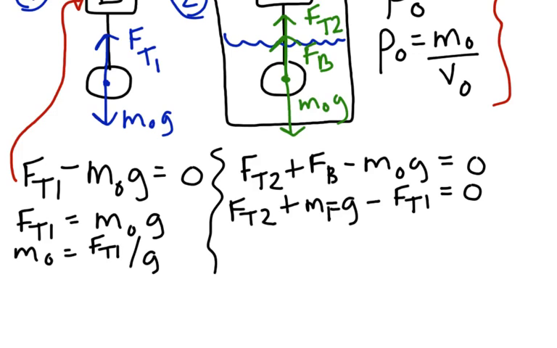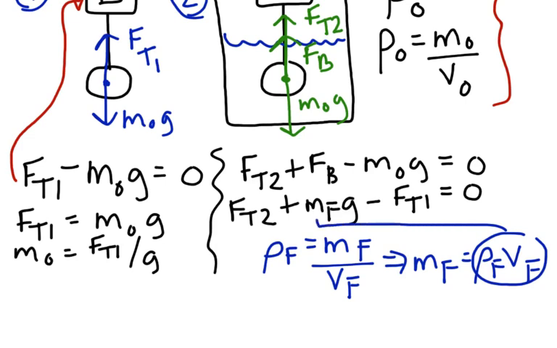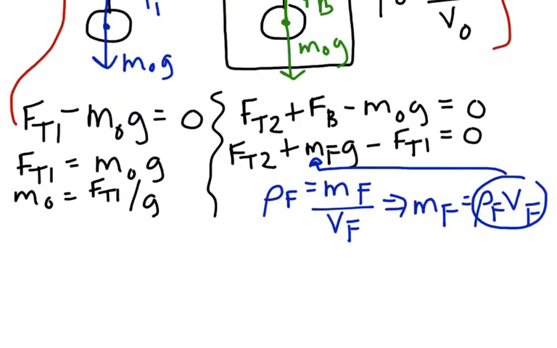Now, remembering that density is equal to mass over volume, the density of the fluid is the mass of the fluid divided by the volume of the fluid. We can rewrite this expression as the mass of the fluid is equal to the density of the fluid times the volume of the fluid. And we're going to substitute this expression in for the mass of the fluid.